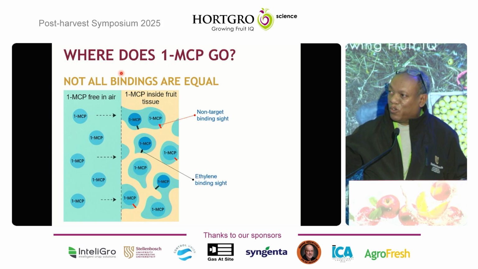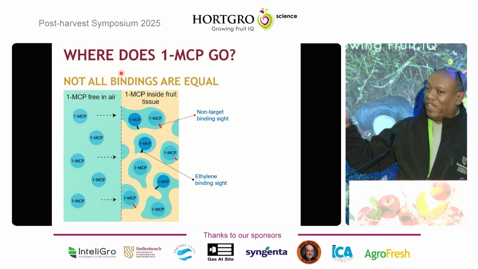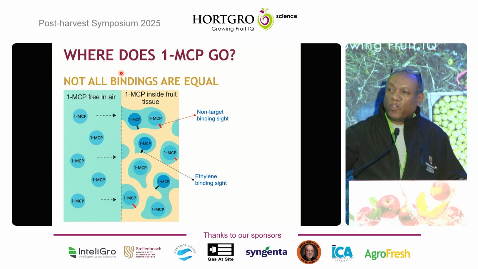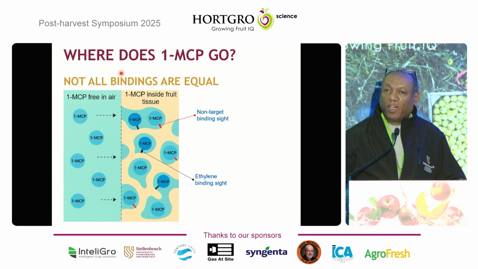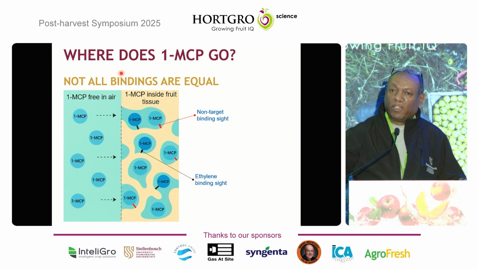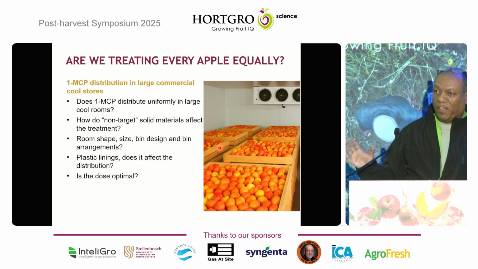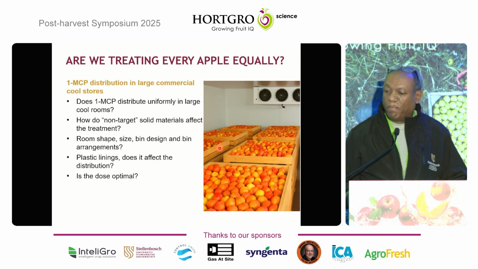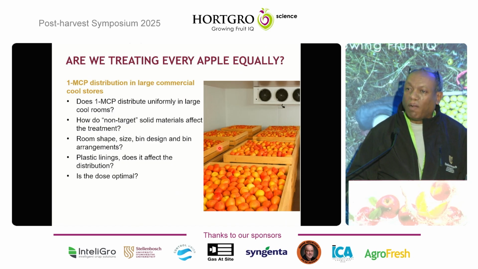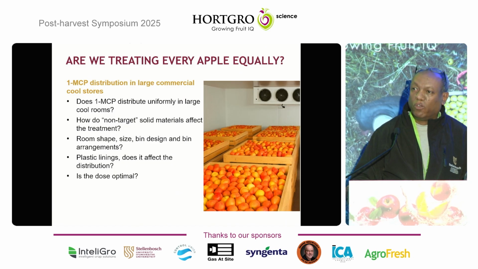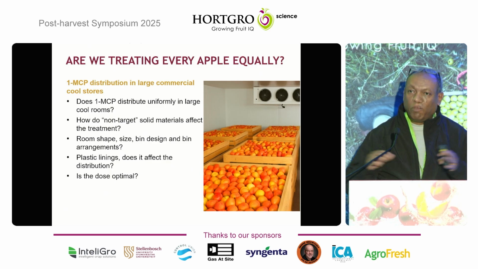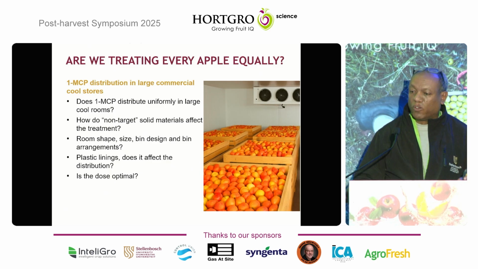So I would like you to remember this map, and then I will show you how we use the modeling technique to make an inventory of the 1-MCP that we put in the cool store. So the main question then was, are we treating all the apples, say, all the fruit in the cool store everywhere equally? That means, is the distribution of this gas in the cool store uniform?